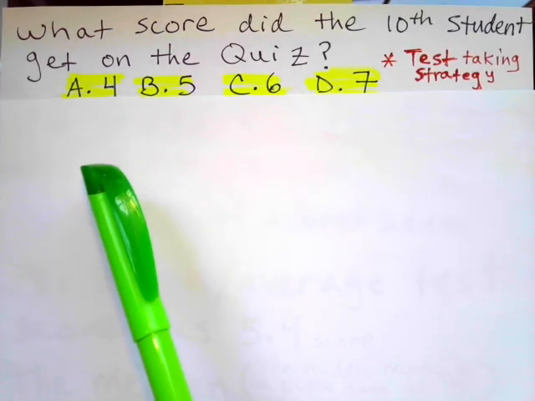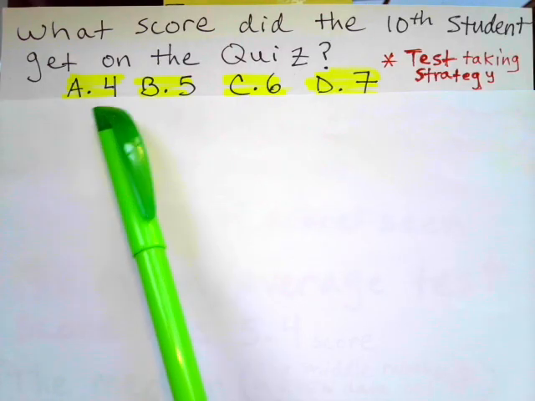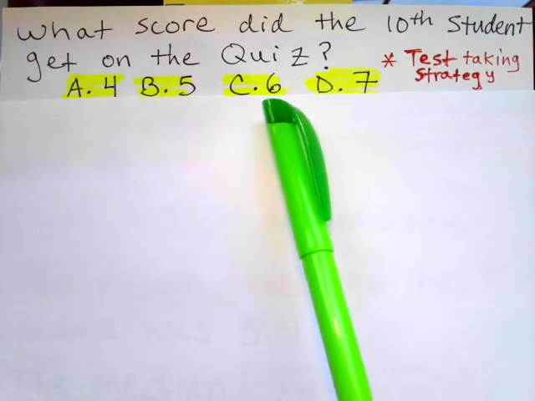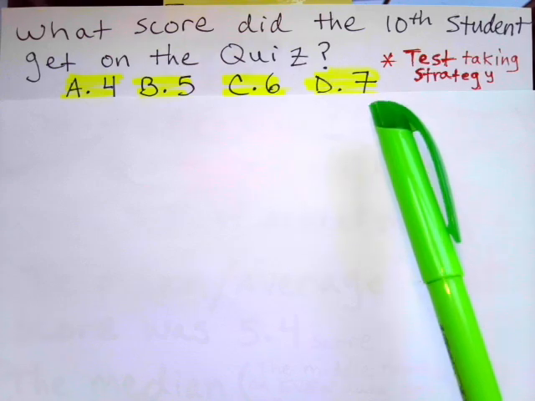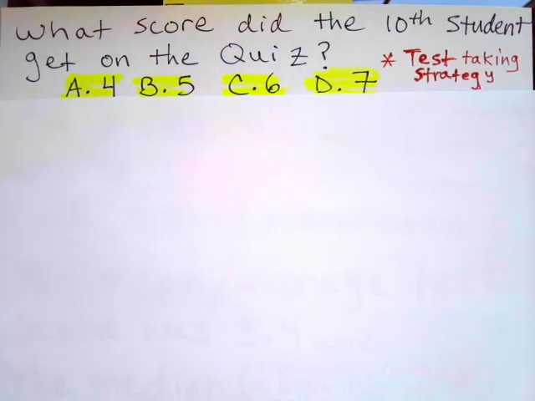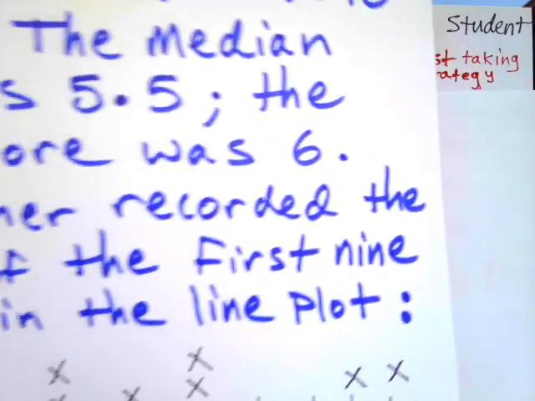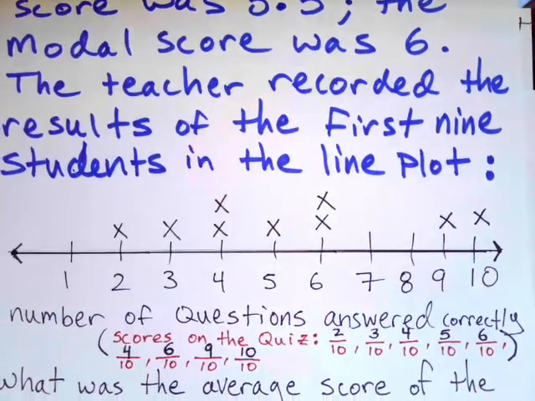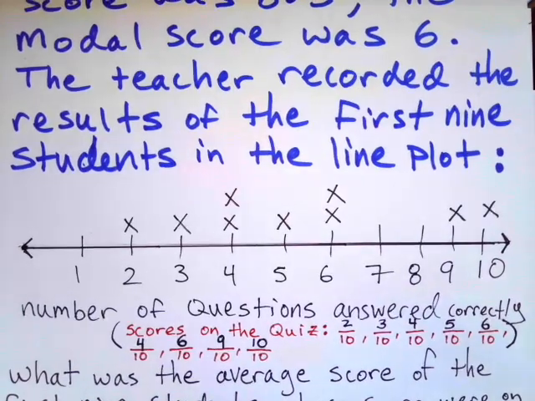options. The options are A 4, B 5, C 6, or D 7. Those are the possible answers for that second question. Now let's take a look at the line plot. Let's take a look at this line plot.